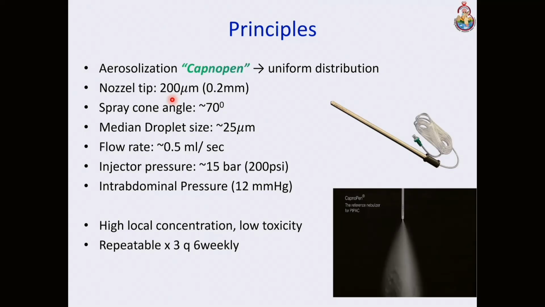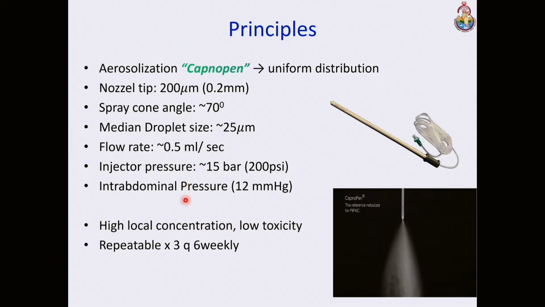The nozzle tip is very fine. It's only 0.2 millimeters, and the spray cone angle is about 70 degrees. The mean droplet size, as you can see, is approximately 25 micrometers. It's extremely small. The flow rate can be 0.5 to 0.8 ml per second, which corresponds to about 30 ml per minute. The injector pressure is very high. It's the same injector that we use for CT scans, the angio injector. And the pressure may rise from 15 to 20 bars as per the requirement and the size of the patient.